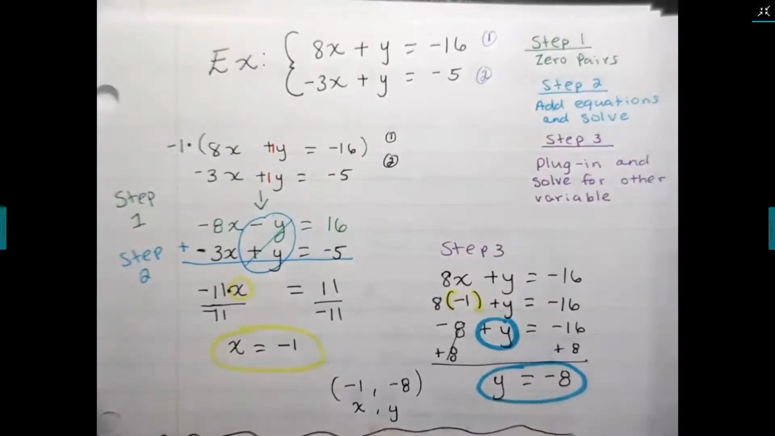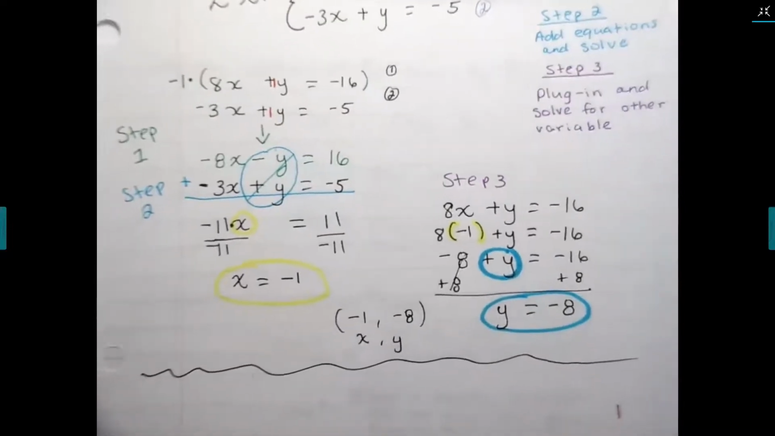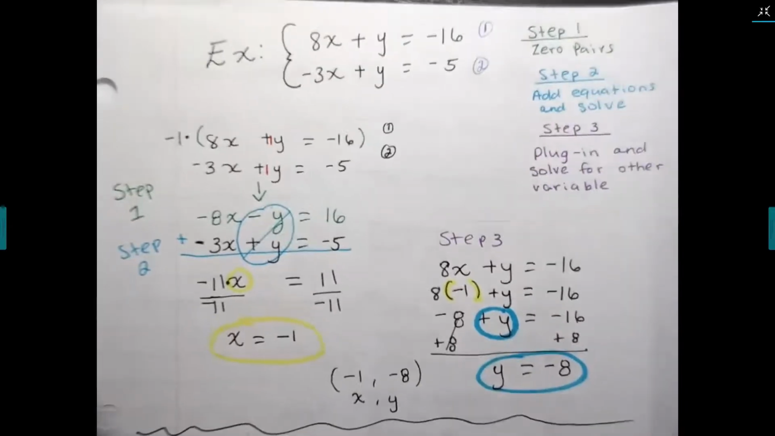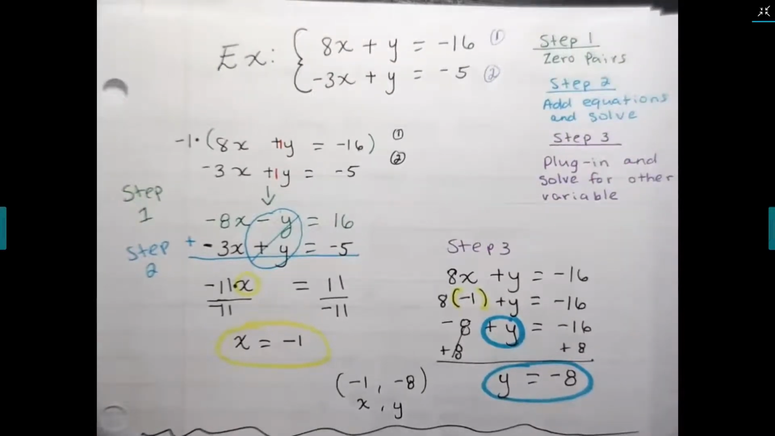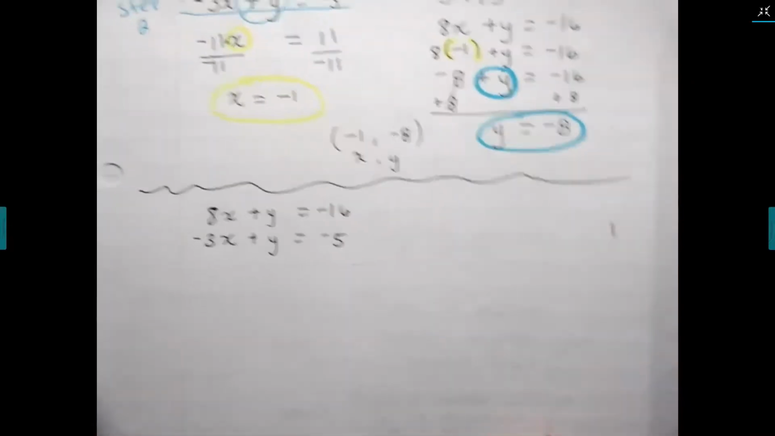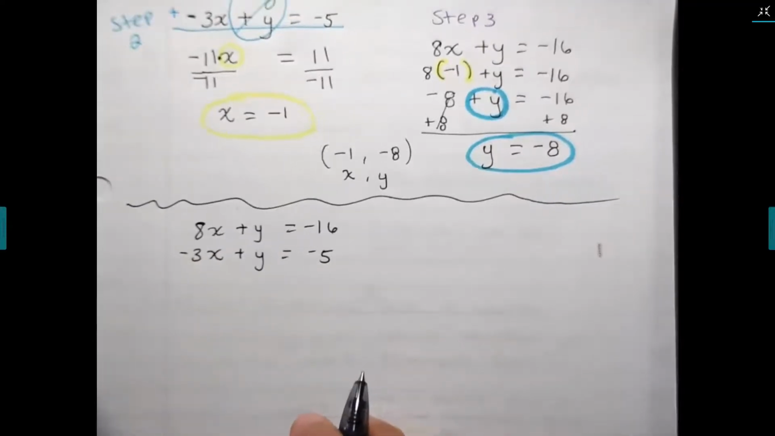So I'm going to draw a little squiggly line, and I'm going to copy that problem over. So we had 8x plus y equals -16. Right? Here we go. So let's say that you don't realize that y is easier to eliminate, so you just want to eliminate x. And like I said, you can absolutely do that.